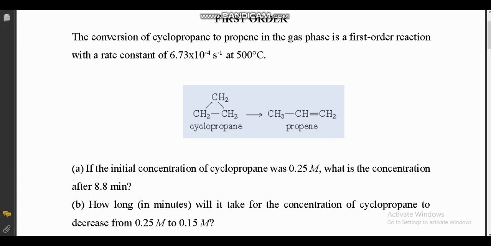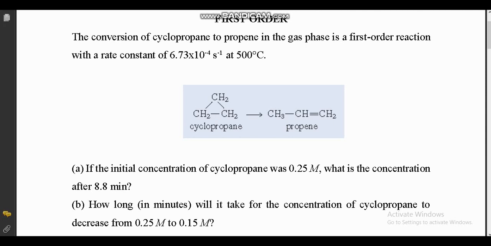Welcome to this video. In this video we want to look at first order reaction calculations under the topic chemical kinetics. The question that we have is: the conversion of cyclopropane to propane in the gas phase is a first order reaction with a rate constant of 6.73 times 10 to the power negative 4 second to the power negative 1 at 500 degrees Celsius.